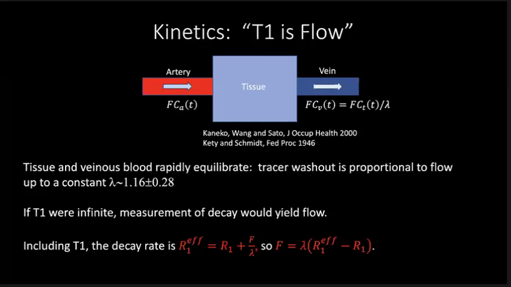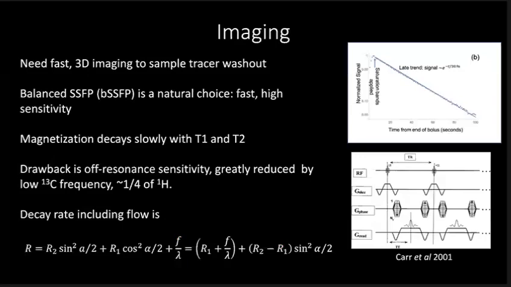Now, if the T1 were infinite, then the measurement of the decay would just be outflow and you'd be done. Okay, so T1 is flow. But when you include the T1, of course, you have an effective T1, which is both the ordinary R1 from just the ordinary NMR relaxation, plus the flow divided by this partition coefficient. And so you can relate in various ways the T1 and the flow. So, imaging.